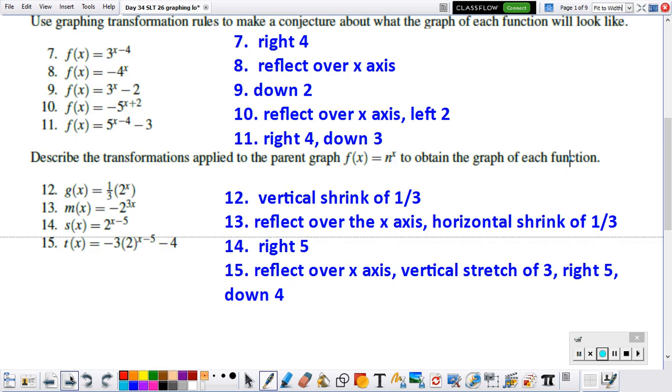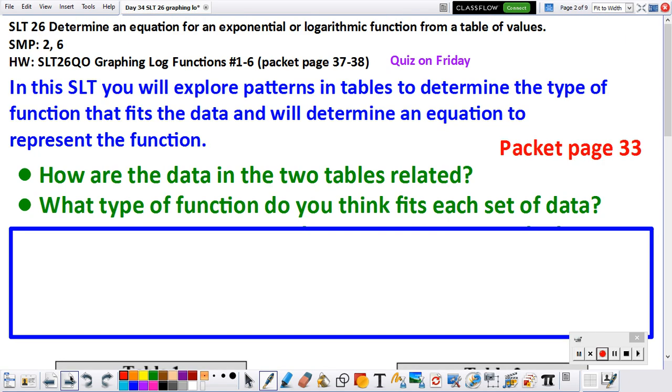Okay, go ahead and turn to page 33 in your packet. In this student learning task, we are going to explore patterns in tables to determine the type of function that best fits the data, and by hand determine an equation to represent that function. So what I want you to do is examine these two tables, and think about how the data in the two tables are related, and what type of function you think fits each set of data.